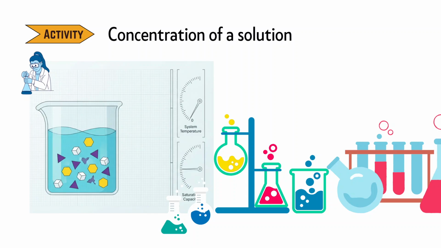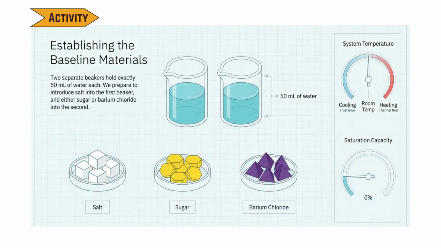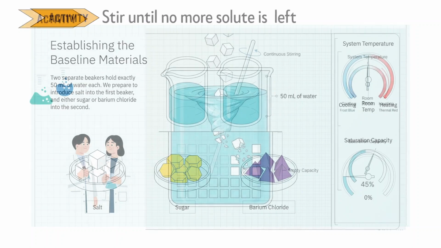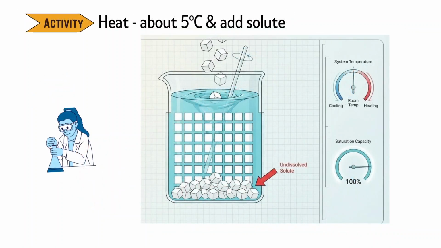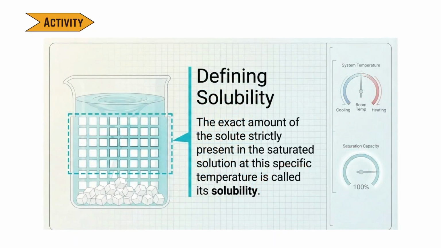Let's understand about the concentration of solution. Consider an activity. Take approximately 50 ml of water each in two separate beakers. Add salt in one beaker and sugar or barium chloride in the second beaker with continuous stirring. When no more solute can be dissolved, heat the contents of the beaker to raise the temperature by about 5 degrees Celsius. Start adding the solute again.